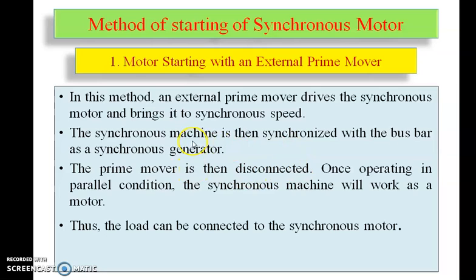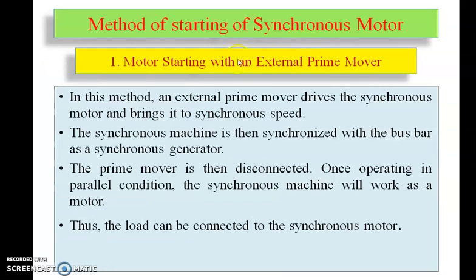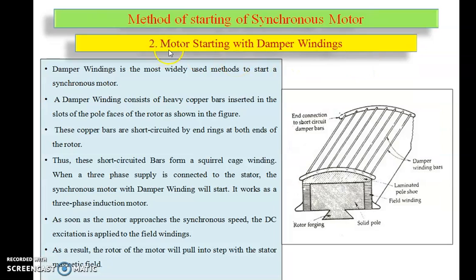Once the machine is synchronized with the bus bar, the prime mover is disconnected. And once operating in parallel condition, the synchronous machine will work as a motor. That means once we are connected to the bus bar through synchronization, the machine works as a synchronous motor, and thus the load can be connected to the synchronous motor. The second method is motor starting with the damper winding. First is by using the external prime mover, second is by using the damper winding.